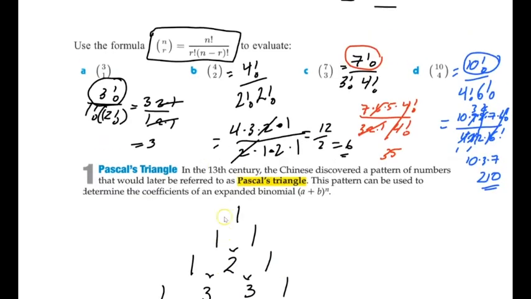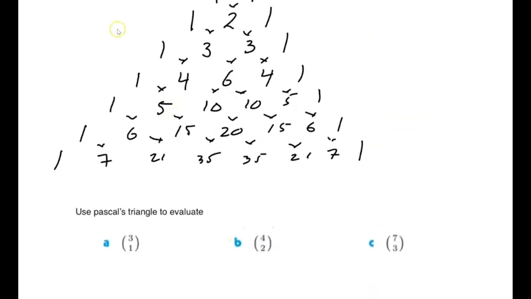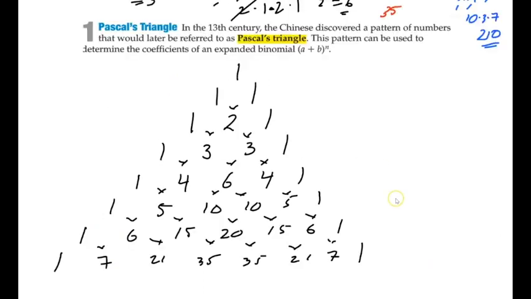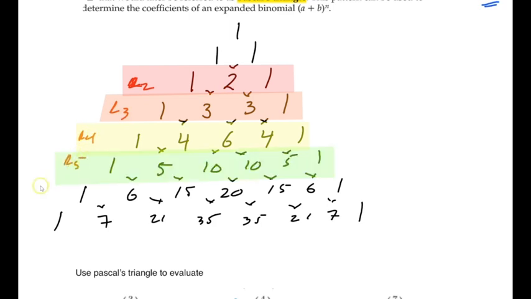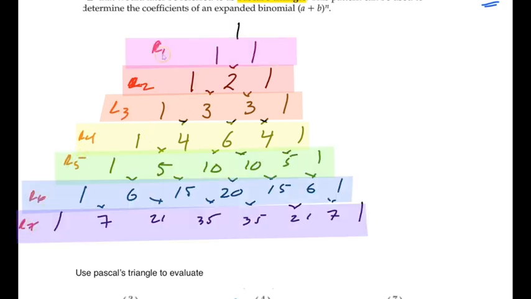Okay, how do I use this? Well, let's look at the exact same problems we just did. Here's the exact same problems. The way this works is like this. If you read Pascal's triangle, this row right here is row 2. This is row 3, row 4, row 5, row 6, row 7. That's row 2. This is row 1. And this is row 0.